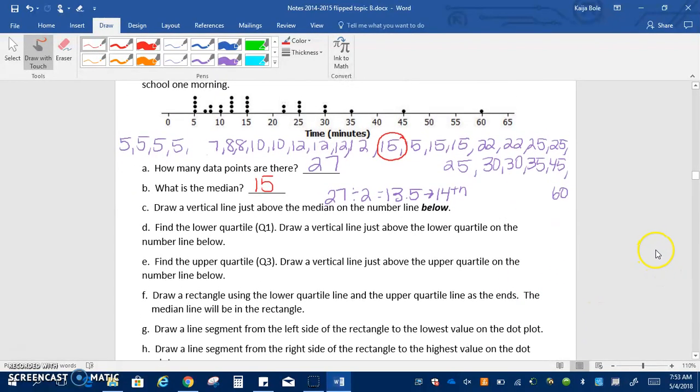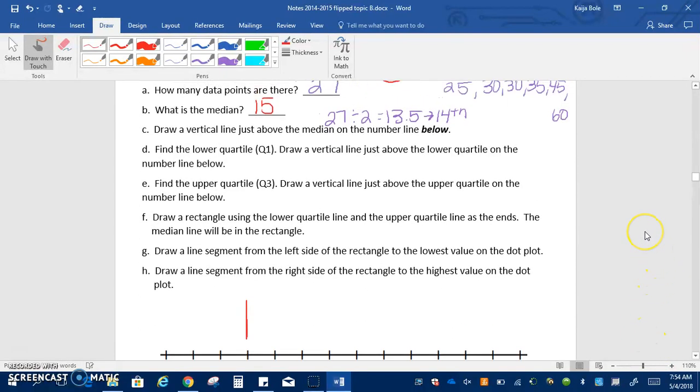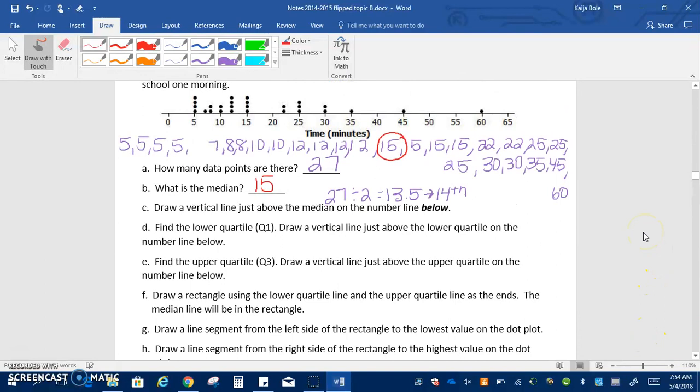Now it says draw a vertical line just above the median on the numbered line below. Alright, so we said our median was 15, so I'm going to put a vertical line right here above our 15. Find the lower quartile Q1 and draw a vertical line just above it on the number line. So now remember, lower quartile is the bottom half, so I cannot count this 15 anymore, so I'm going to kind of box it off.